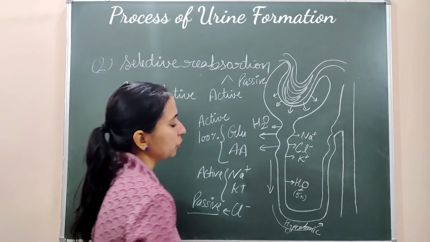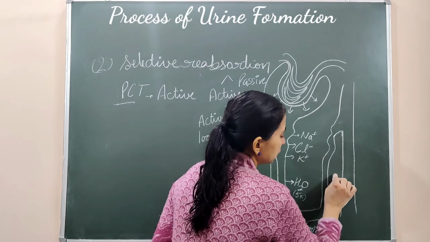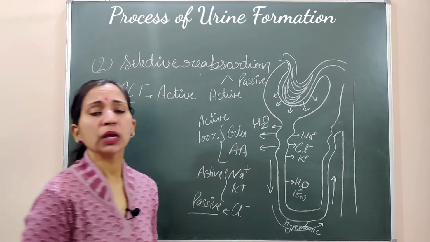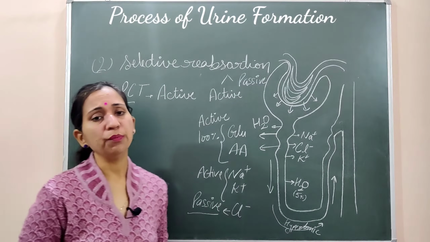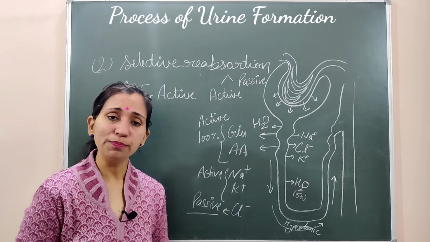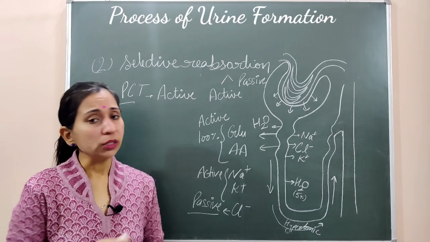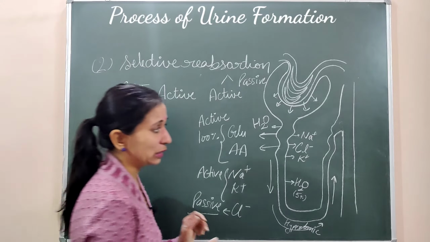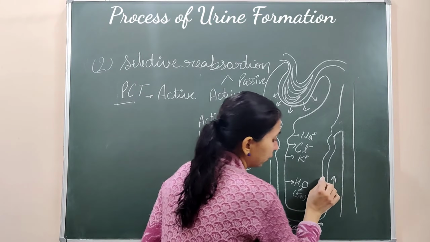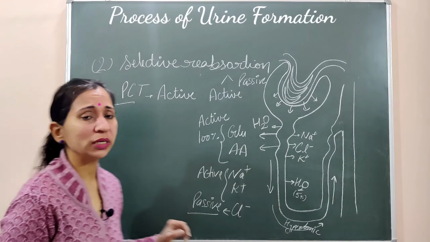Next, the filtrate will move into the ascending limb of the loop of Henle, and we know the ascending limb is permeable to ions but impermeable to water. So water absorption यहाँ पे नहीं होगा in the ascending limb. No water will be reabsorbed here. Here the salts get reabsorbed.